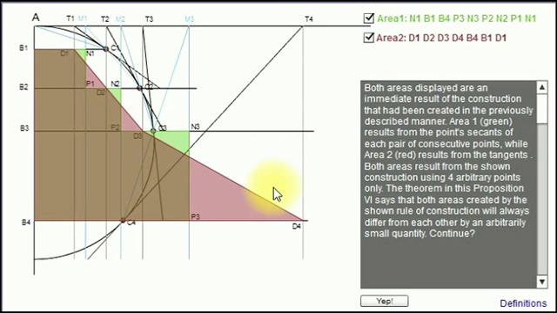And the thing that is to be proven within this proposition is that depending on how many points you place, you can actually make the difference between these areas as small as you like. You can make it arbitrarily small depending on the number of points you put on this curve between C1 and C4.